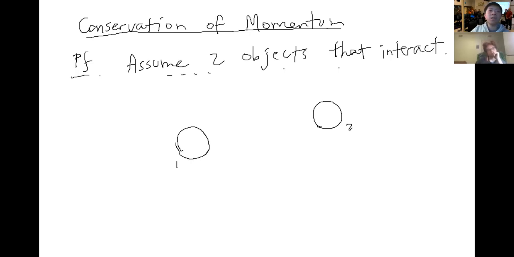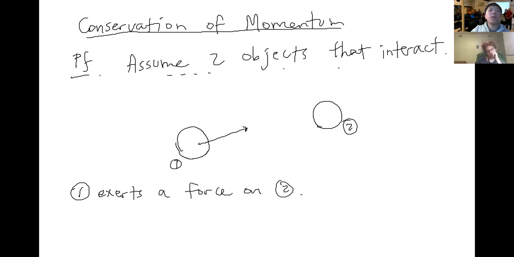So anyways, let's just say object one exerts a force on object two, right? Okay, so now we're going to cite Newton's third law. So what does Newton's third law tell us in this situation? So if this is the force exerted on two by one, okay, the arrow should be elsewhere, not here. Right. So one exerts a force on two. So there's a force exerted by one, something like that. Force on two by one.